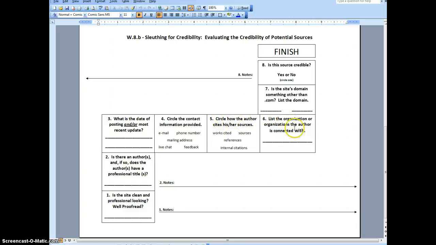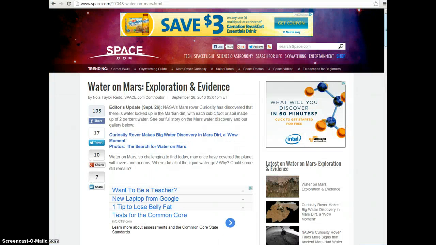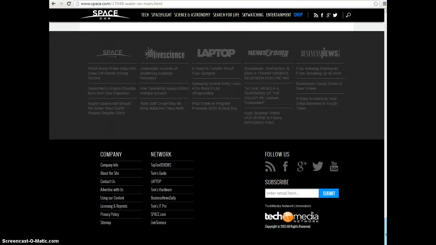As far as the organization that the author is connected with, that we can find, and that we found even in the contact us information, that we have this Tech Media Network. And again, to find the publisher, whoever is hosting the site, I'd often go down to the very bottom of the site, take a look at who has the copyright, and in this case the copyright belongs to Tech Media Network.